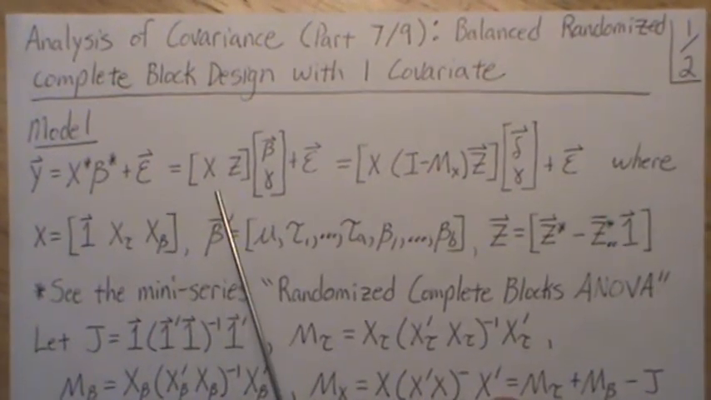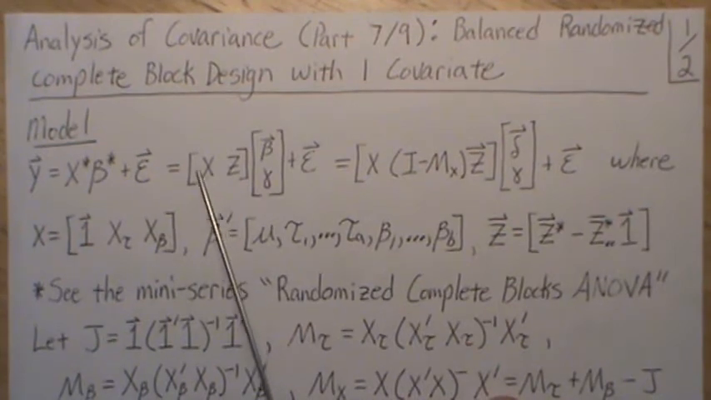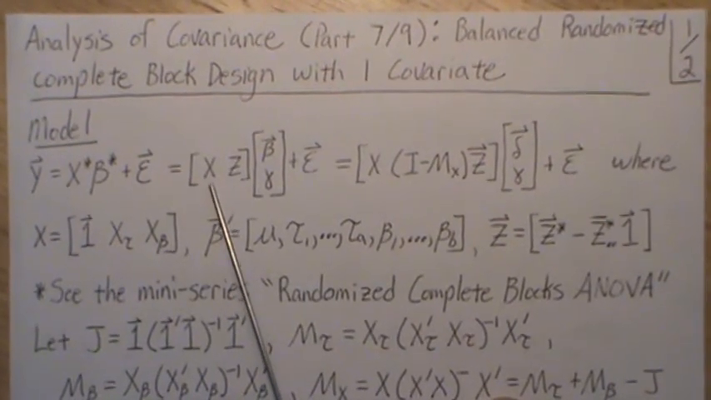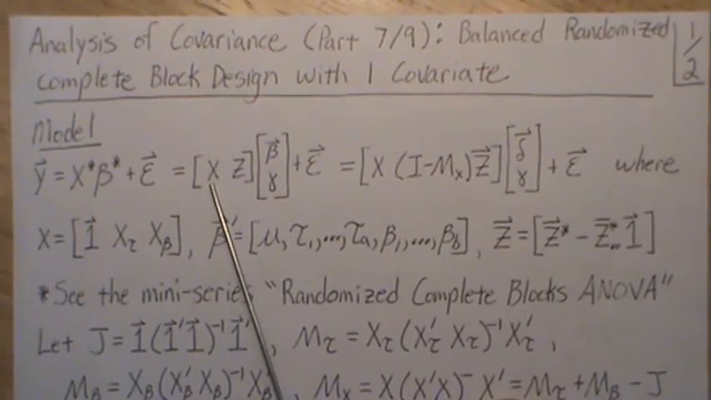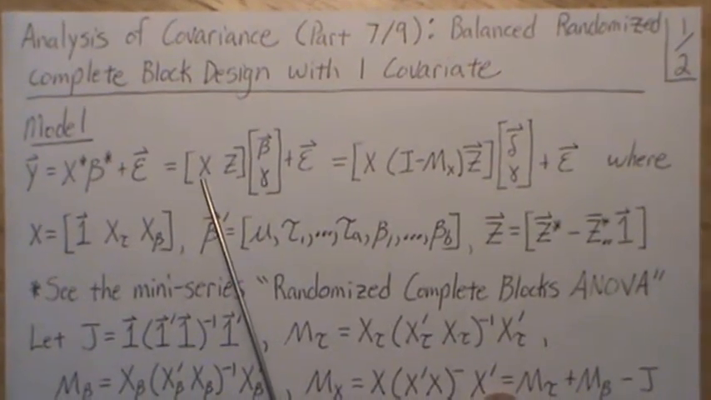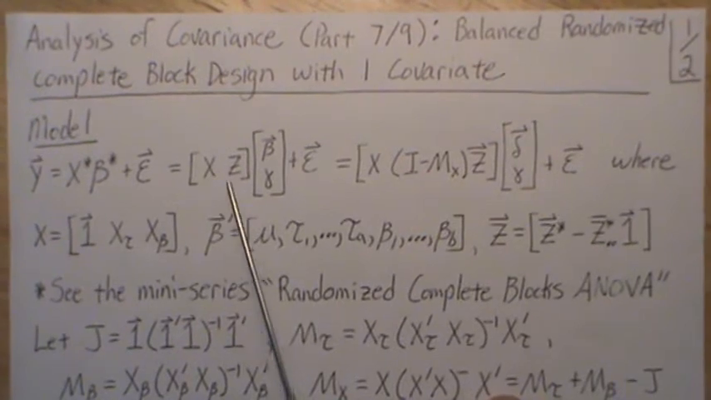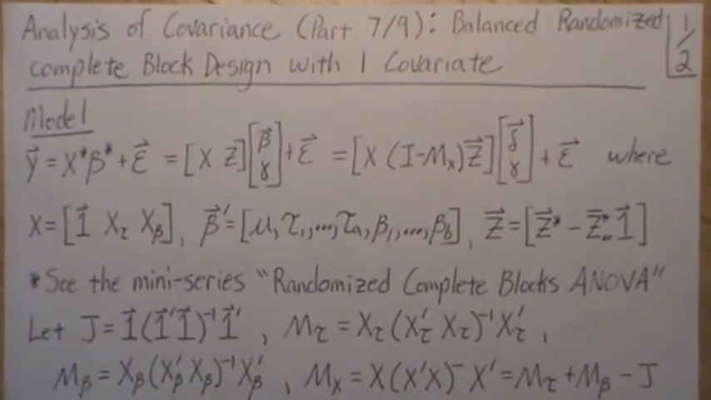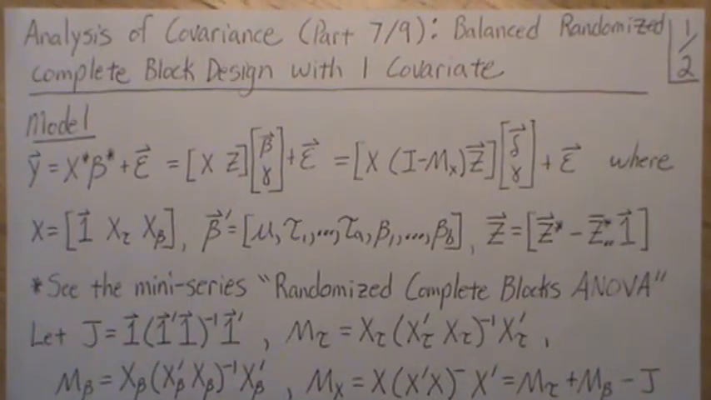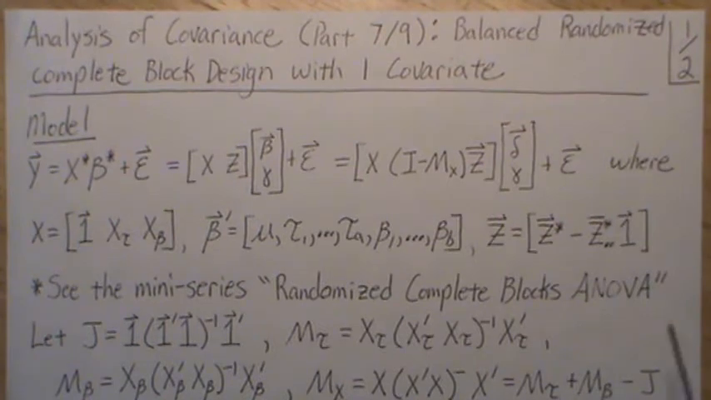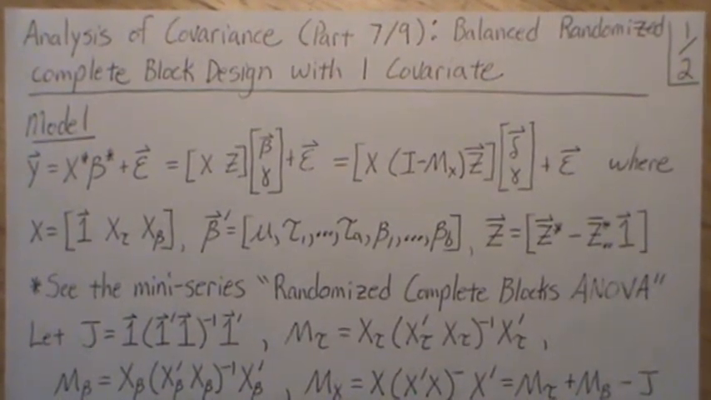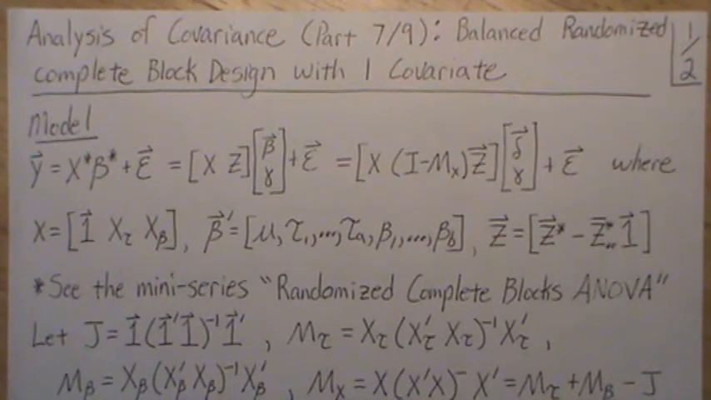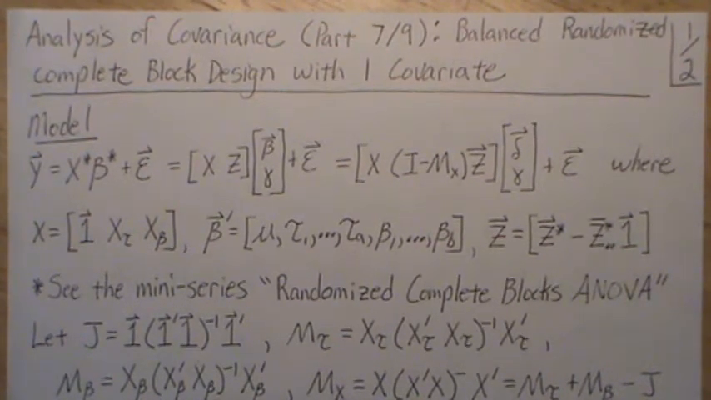But we separate the design matrix into X and Z, where X deals with the ANOVA part of the design, and here we're doing a balanced, randomized, complete block design. And the Z is, in this case, a covariate, and so that should have a vector sign above it because it is a single observation, like this.